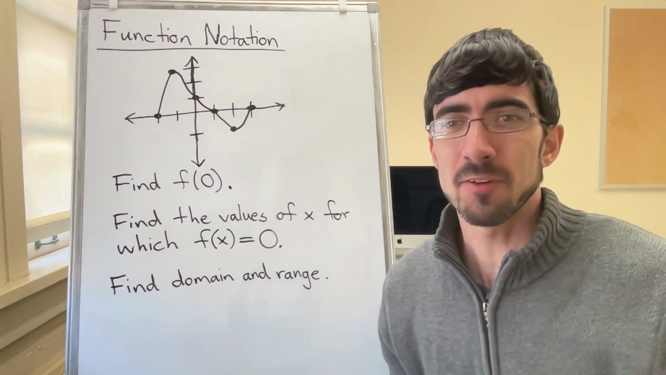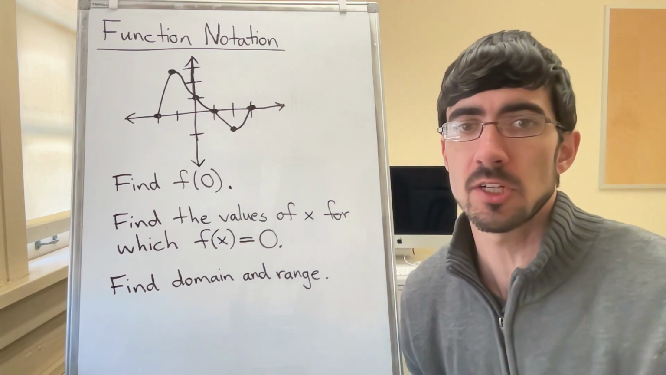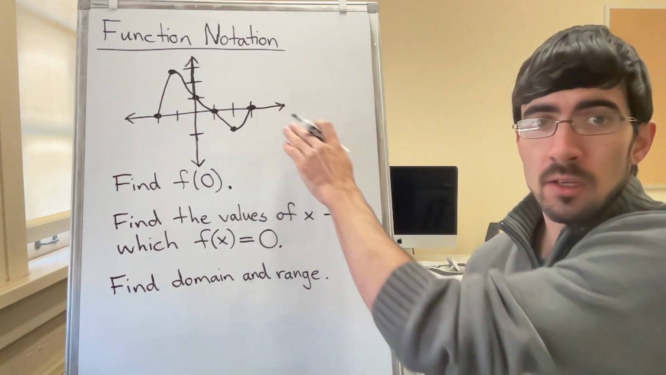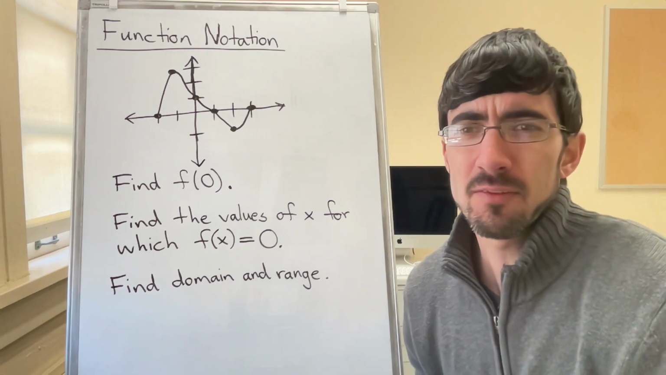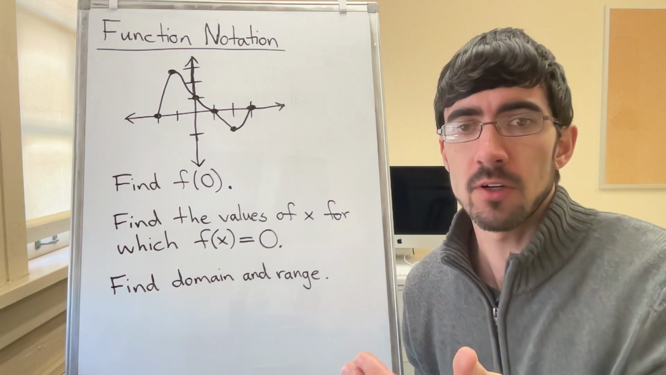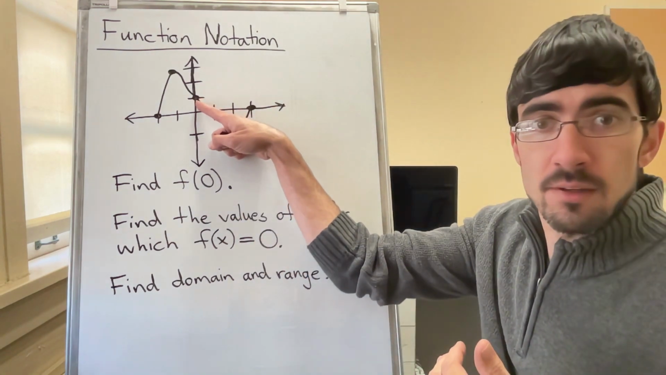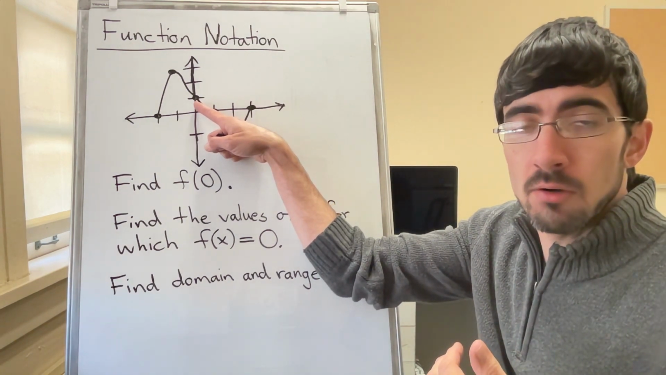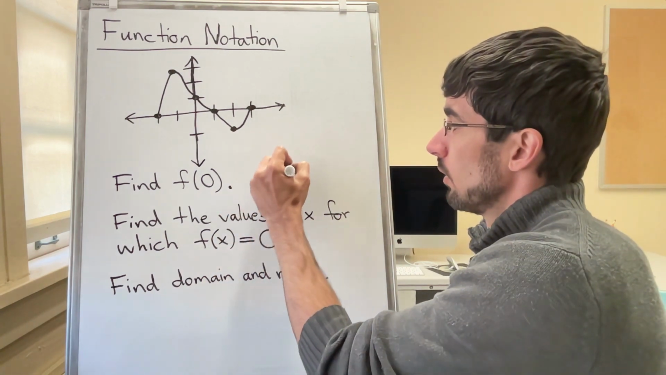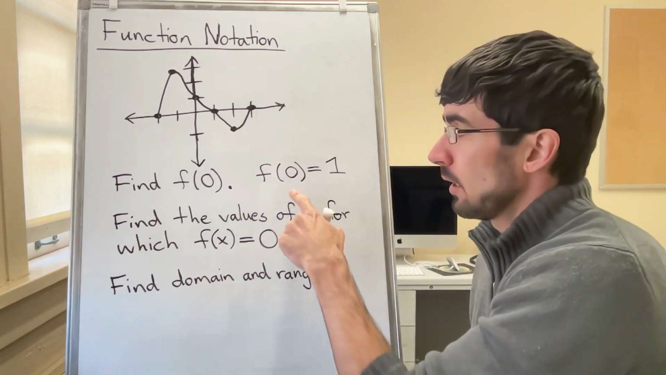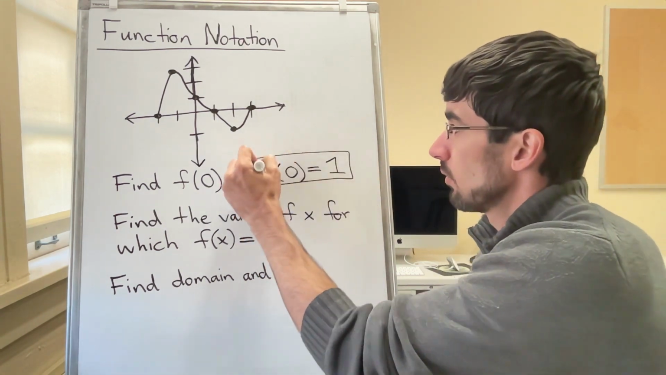Let's consider how this function notation might look with an example of a graph of a function. So here's the graph of a function, and we're asked to find f of 0. What does that mean? What's f of 0? That's the output of the function when x equals 0. So when x equals 0, that's this point right here. This has an x value of 0. The y value there is 1. And so we say f of 0 equals 1. Input value is 0, output value is 1. F of 0 equals 1.